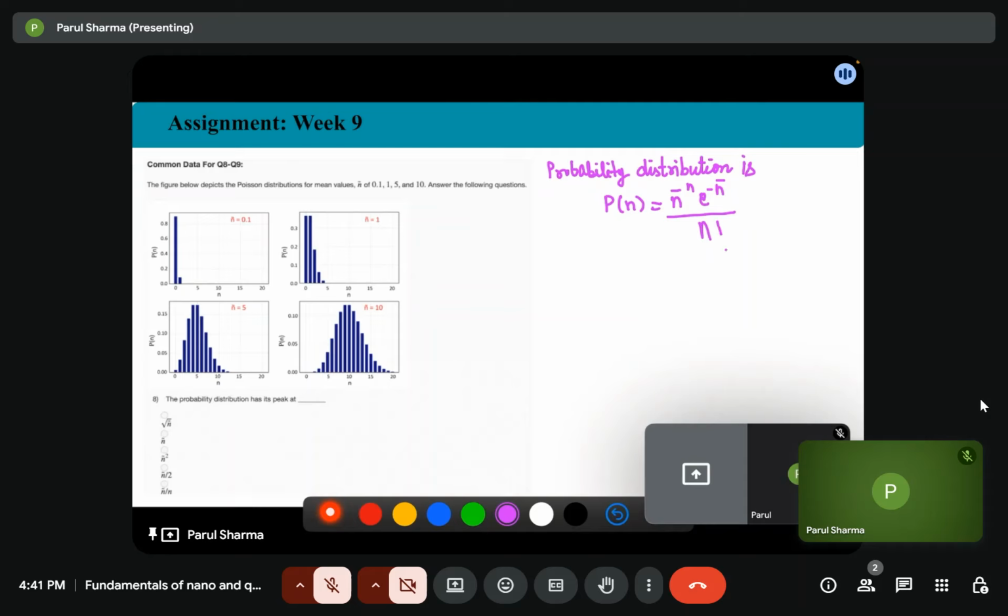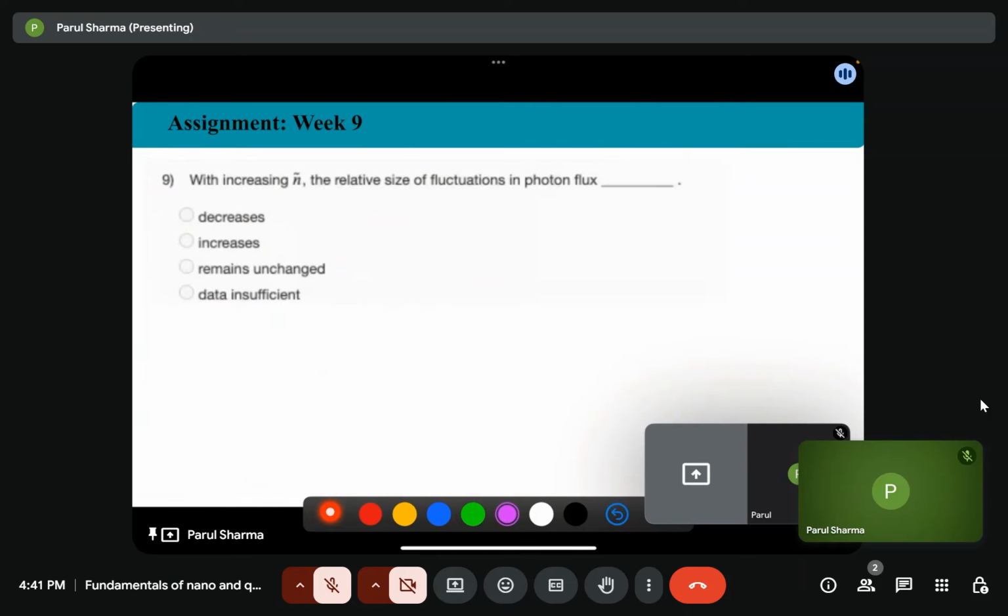The probability distribution has a peak at n bar. The correct option is the second option. With increasing n, the relative size of fluctuations in the photon flux.